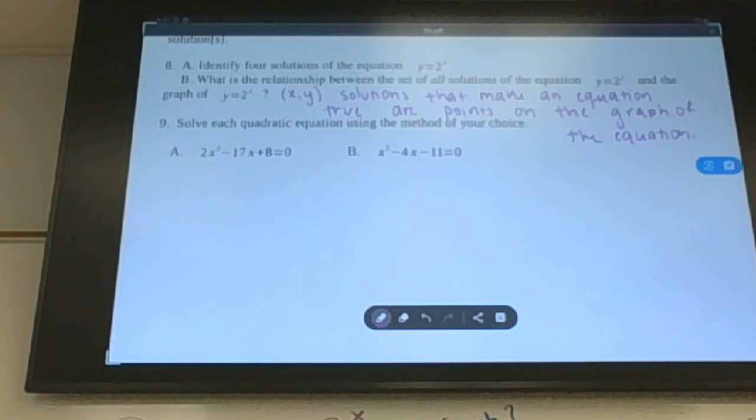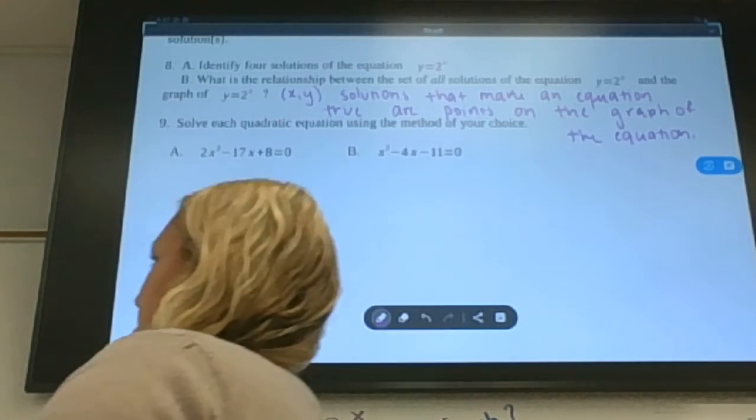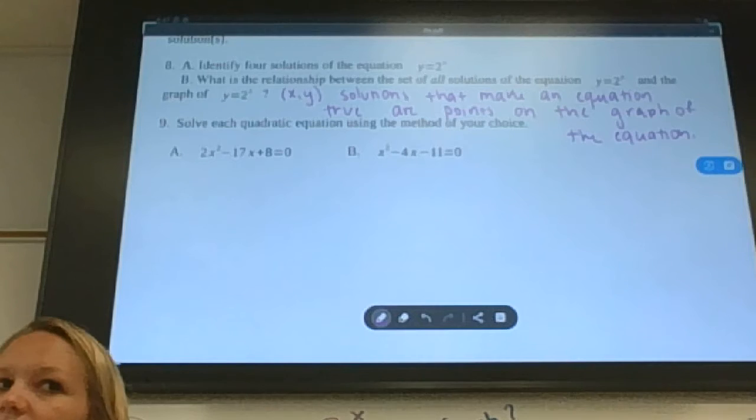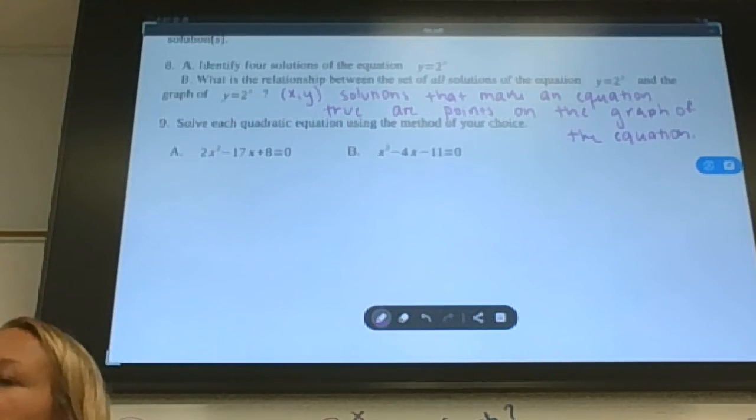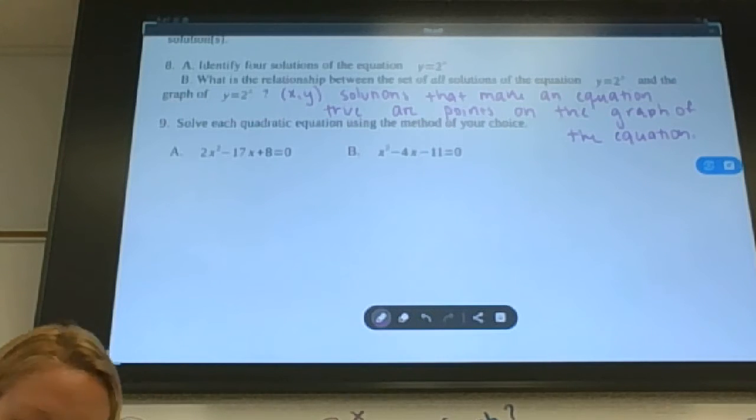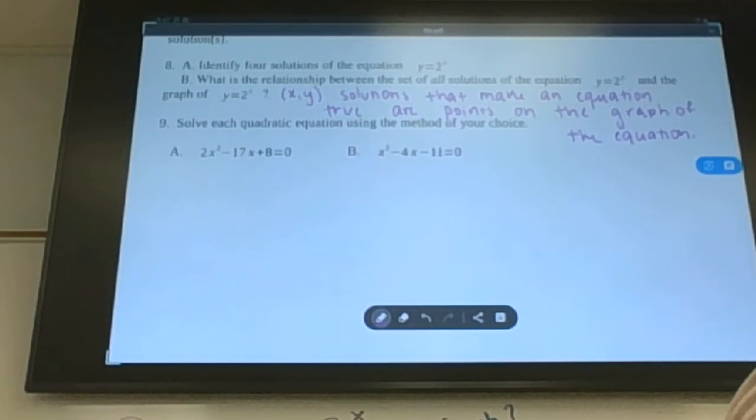Anything that makes that true is going to show up. And it doesn't matter. This could be a quadratic, it could be linear, it could be any kind of graph. If it makes the equation true, it'll be right on the graph. The graph is a visual representation of all the solutions of an equation. Okay.